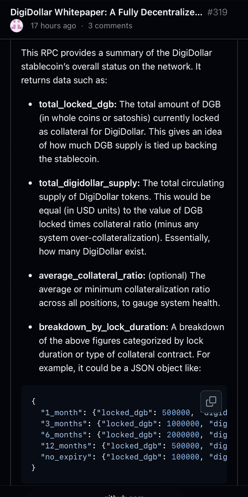It returns data such as total locked DigiByte, the total amount of DigiByte, in whole coins or satoshis, currently locked as collateral for DigiDollar. This gives an idea of how much DigiByte supply is tied up backing the stablecoin. Total DigiDollar supply, the total circulating supply of DigiDollar tokens. This would be equal in USD units to the value of DigiByte locked times collateral ratio minus any system over-collateralization. Essentially, how many DigiDollar exist? Average collateral ratio, optional, the average or minimum collateralization ratio across all positions to gauge system health.